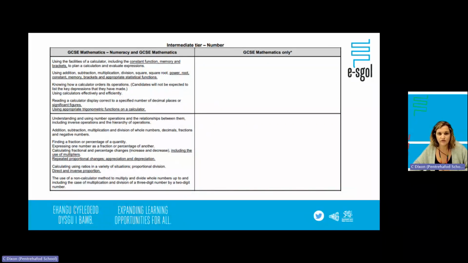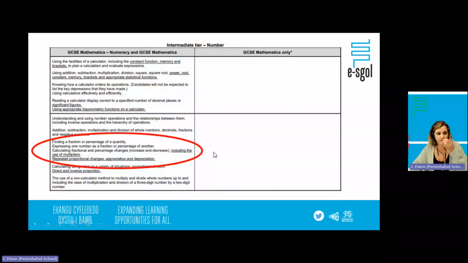For today, we are doing the intermediate tier, and this here is the extract from the WJEC, and we are going to look at this part here that's now in red. So finding a fraction or percentage of a quantity, and then expressing one number as a fraction and so on. The bit that's underlined just means that it's in the intermediate tier, as well as the bit that's not underlined is foundation. So there's a crossover of topics here.